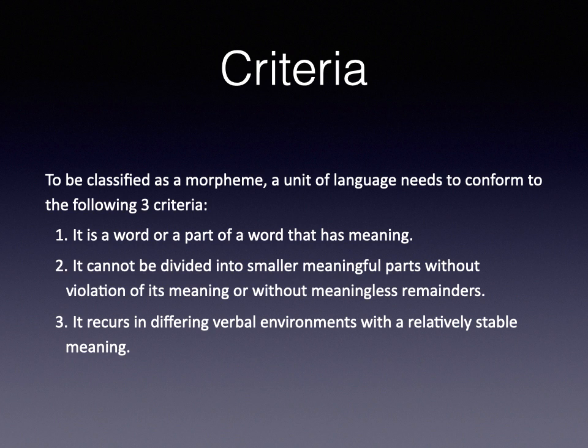In the next slide, I will give you some examples of this. But this is what it means when you say that a morpheme cannot be divided into smaller meaningful parts without violating its meaning or without leaving meaningless remainders. Remainder, that which remains. So when you break a morpheme, you might get one part which looks like a meaningful unit, but then if the rest of it is just a meaningless remainder, then that is not correct.